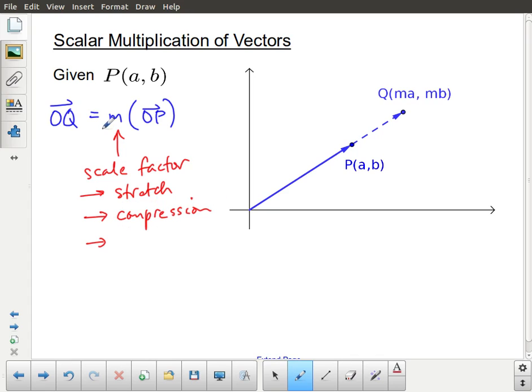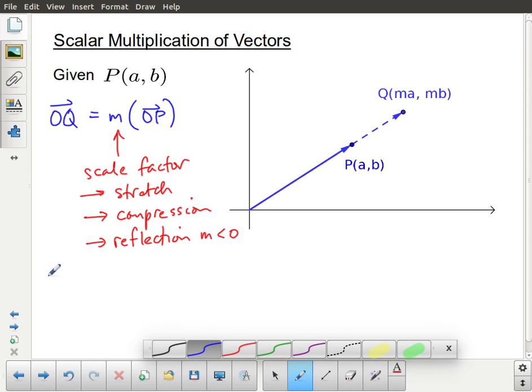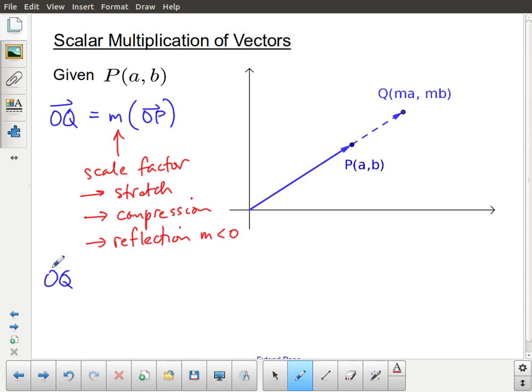And don't forget, a negative value could also give us a reflection. So we have a reflection if the m value is less than 0. So all of these things are important to keep in mind when we're trying to figure out what this picture is going to look like. So my vector OQ is equal to m multiplied by the vector OP. But the vector OP is A comma B, but another way that I could write that is A times your i vector plus B times your j vector.